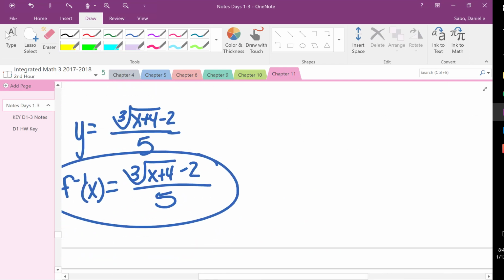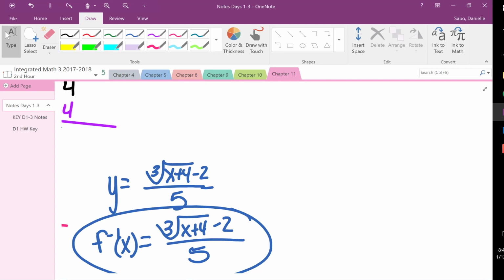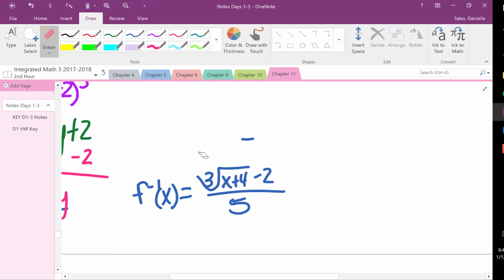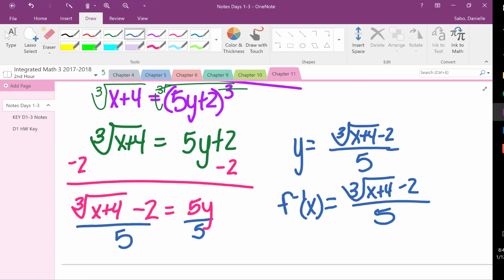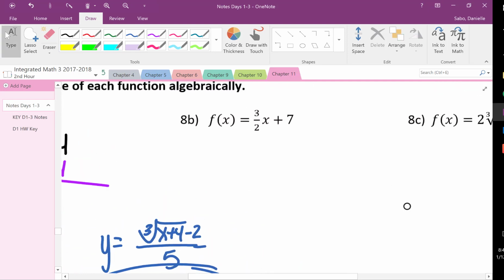Let's look at this next one. This one's easy. It's linear. So you do this one because you've done this one before. Linears are pretty easy and pretty straightforward. Please let us know if you have any questions. As far as you can, switch x to y, solve for y.